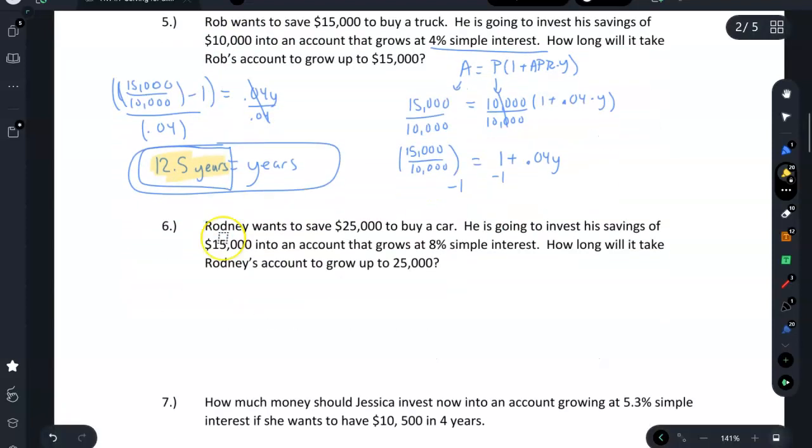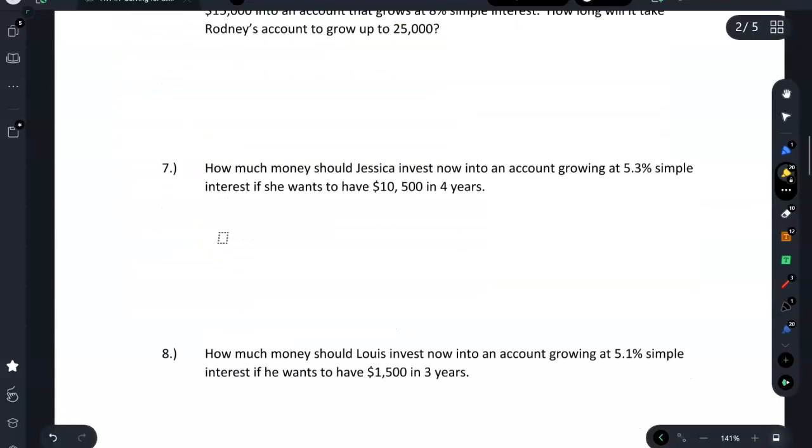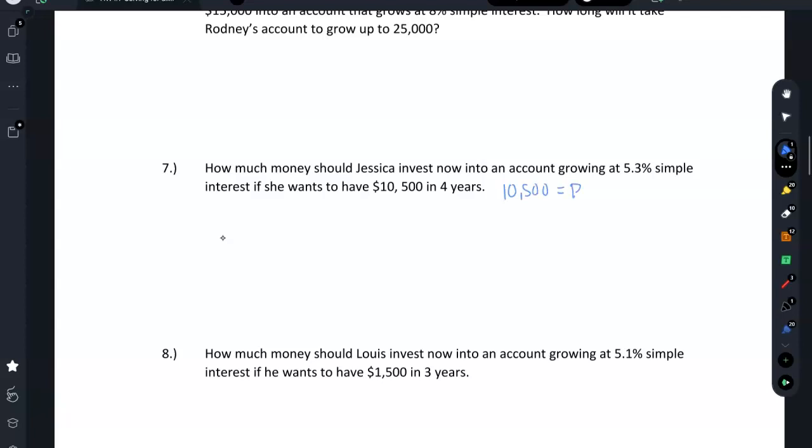All right, I'll leave number 6 for you to do. Number 7, how much money should Jessica invest now into an account growing at 5.3% simple interest if she wants to have $10,500 in 4 years? So very similar setup. $10,500 is going to be my ending amount. I don't know my initial amount. I know the APR is 0.053. And I know she's going to invest for 4 years. So I fill in what I know.